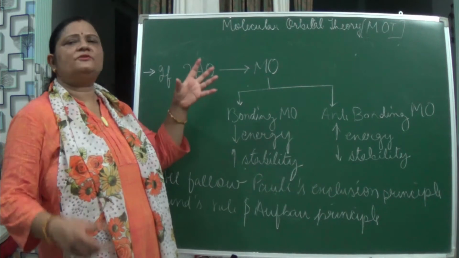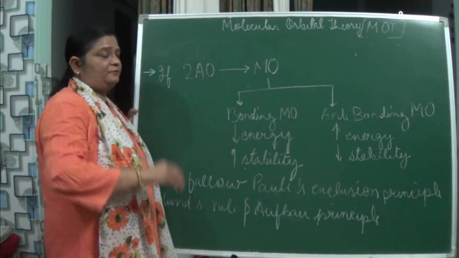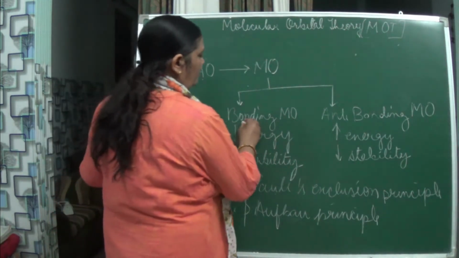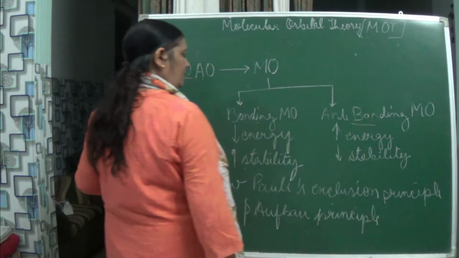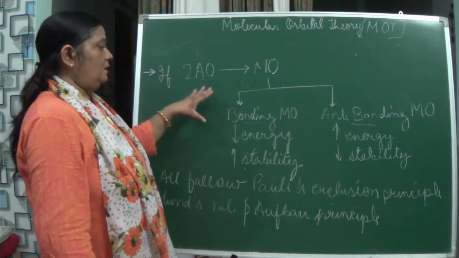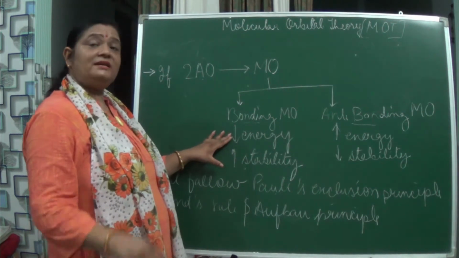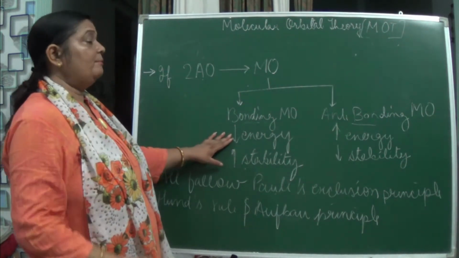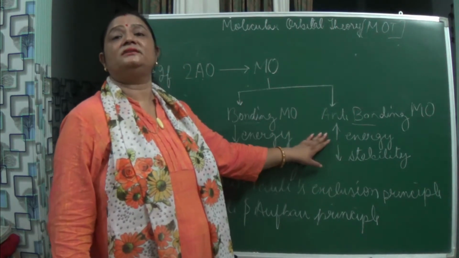If two atomic orbitals combine, it will form a molecular orbital. When it is forming a molecular orbital, it will form two types of molecular orbital, that is a bonding molecular orbital and an anti-bonding molecular orbital. When we are talking about bonding molecular orbital, its energy is always low. But when we talk about anti-bonding molecular orbital, its energy is high.